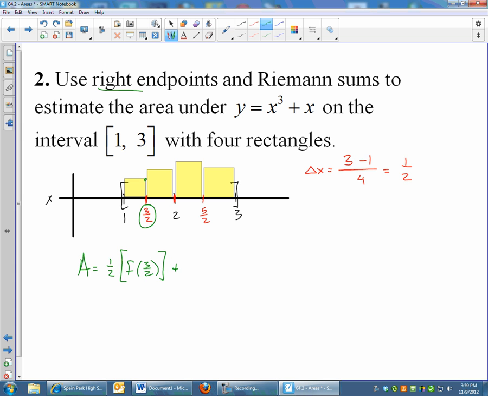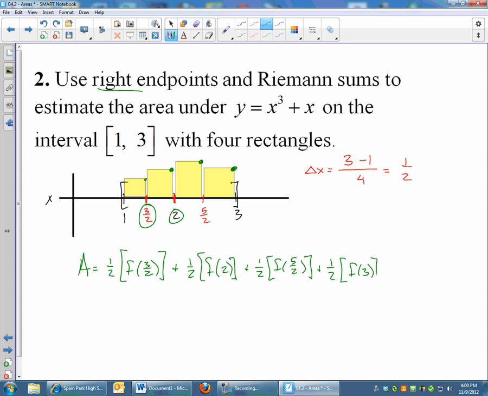My next rectangle has a base of 1/2 also, and the height is going to be wherever my function is at 2. So my next rectangle has a height of f of 2. My next rectangle, a base of 5/2. I'm sorry, a base of 1/2. They all have a base of 1/2, and my height is determined by 5/2. So it's 1/2 f of 5/2, plus 1/2, the base of my last rectangle, and the height is determined by my right endpoint, which is 3. So 1/2 f of 3.